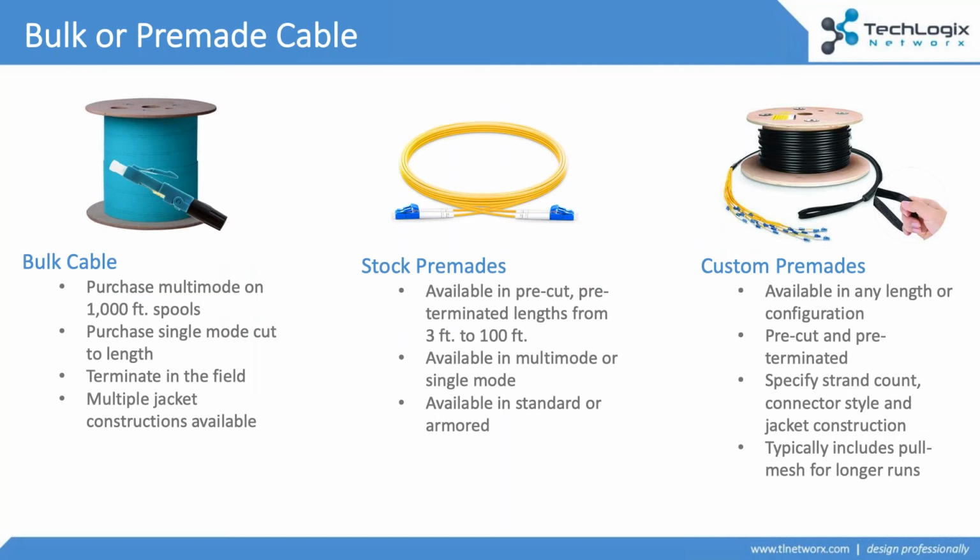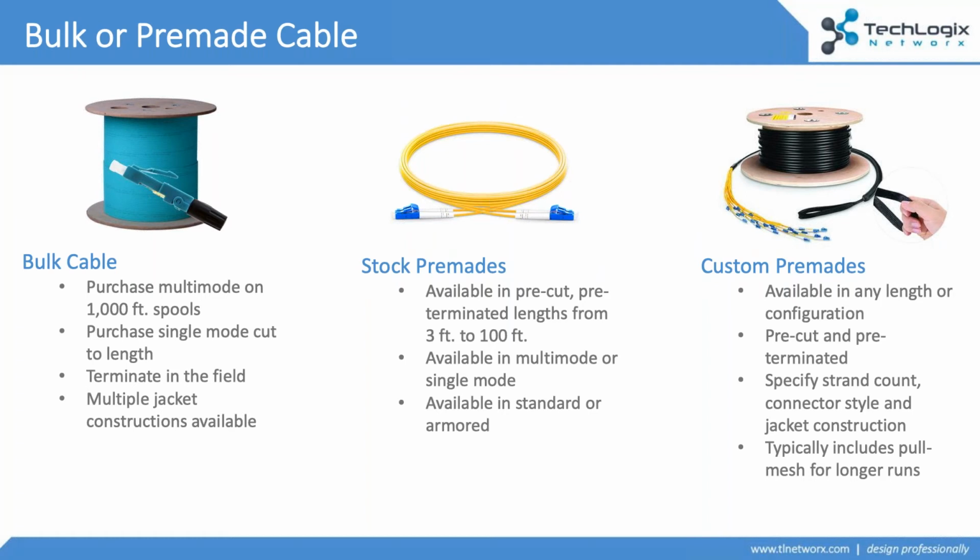The next thing that you really want to take into account is, in your installation, are you looking at a bulk cable or a premade cable? Some people call these patch cables. Patch cables tend to be shorter distances, whereas premades can be short distances. They can also be very long distances. We're talking about cables made to be pulled 2,000 feet, 3,000 feet with the connectors coming from the factory, all pre-terminated.